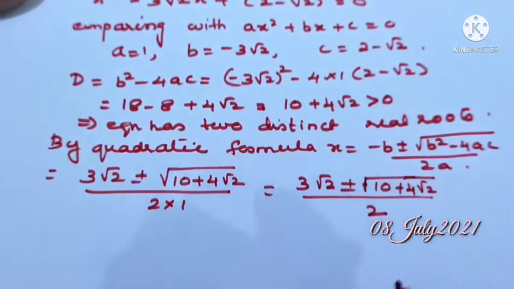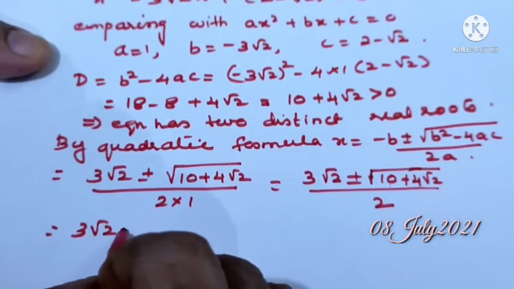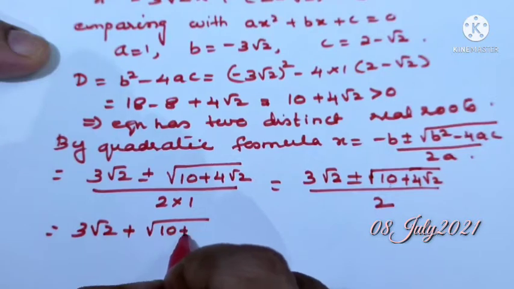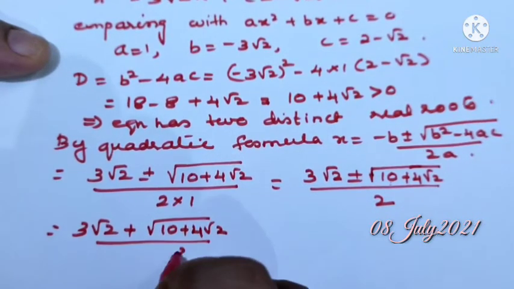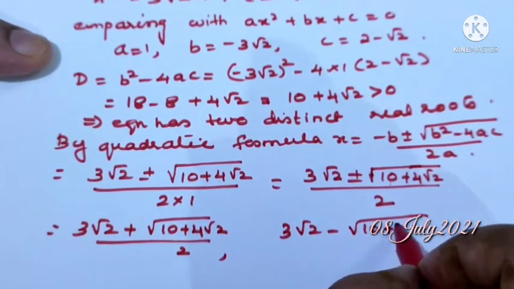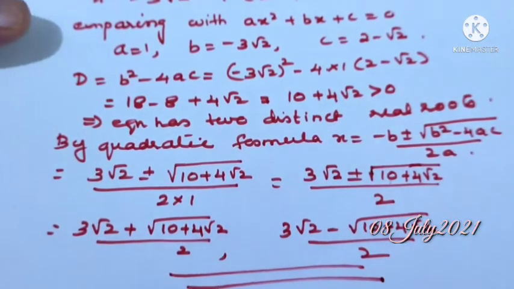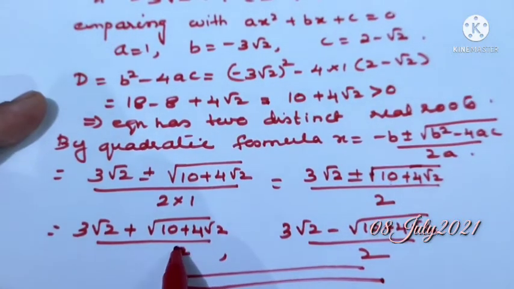Can we take anything common? Nothing is common here; at least root 2 we can take, that's all. But the problem is that this term will come in the root, so better we keep it like this only. So (3 root 2 plus root of 10 plus 4 root 2) by 2, and (3 root 2 minus root of 10 plus 4 root 2) by 2. If complication comes, you can write like this as the answer only.